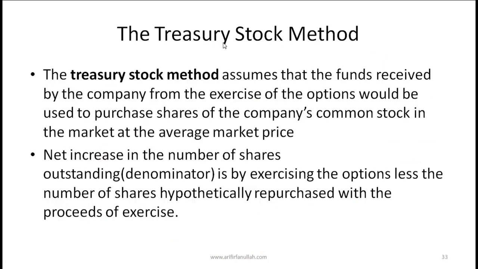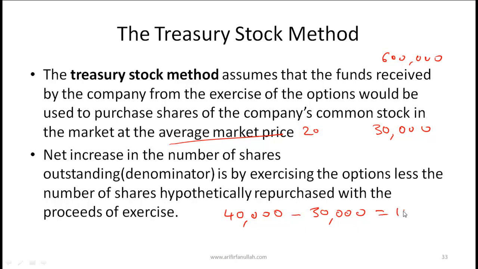What you have just seen is called the treasury stock method. The treasury stock method assumes that the funds received by the company, in our example 600,000, from the exercise of the options would be used to purchase shares of the company stock in the market at the average market price, which was 20. So in our simple example, we assumed that the company will buy back 30,000 shares. The net increase in the number of shares, which is the denominator, is the shares created by exercising the options less the number of shares hypothetically repurchased with the proceeds of the exercise. So 40,000 new shares are created when the options are exercised minus 30,000 shares hypothetically repurchased, and the increase in the denominator, the number of shares outstanding, would be 10,000.